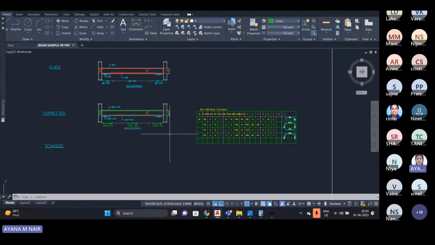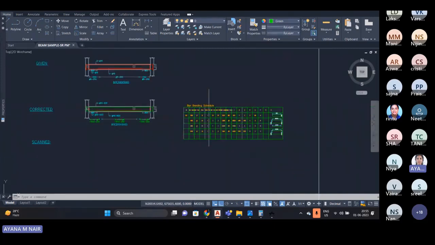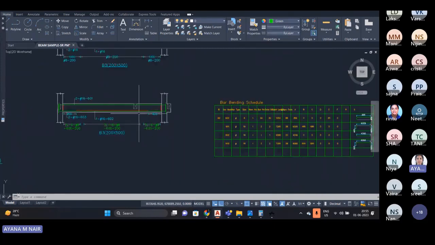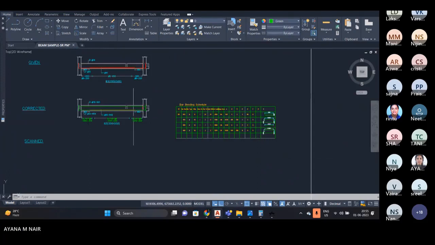So the first step was drafting and the final step was scanning. So I hope it's clear for you. Does anyone have any doubts? Kindly respond.